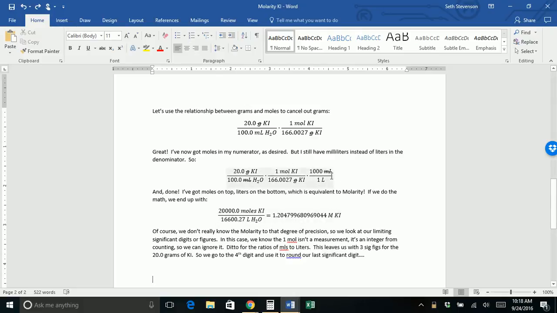And just real quick, all of our digits are written for us right here in this version of the equation. The 1 mole of potassium iodide is not significant digits. That's not a measurement. Only measurements have significance. This is just a plain old integer. It's a ratio. We know that 1 mole is equal to this many grams. Ditto for the 1,000 milliliters per liter. That's a unit conversion. That's not a measurement. So these are my measurements, 20.0 and 100.0. I know I'm going to have to go with the lesser of the two because I'm multiplying or dividing.